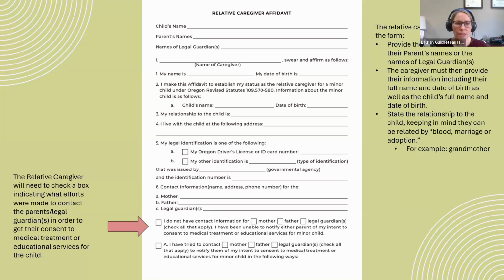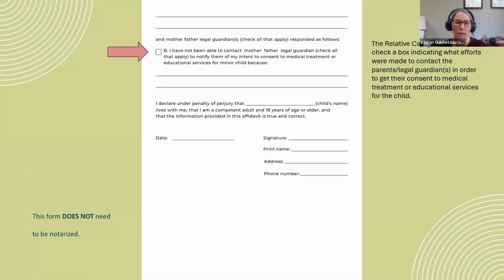Then at the bottom, they need to put how they've tried to contact the parents. So they would mark which parents; say you have the mother's contact information, but not the father's, then you would put on that first box that I do not have the contact information for the father. And then you would say, I have tried to contact the mother on that next box. And then on the next page, you explain how you've tried to contact them by mail, email, social media, sending letters, all those things that you've tried to do to get in contact. Then it gets signed by that family member who wants to be the caregiver. Again, it does not need to be notarized.